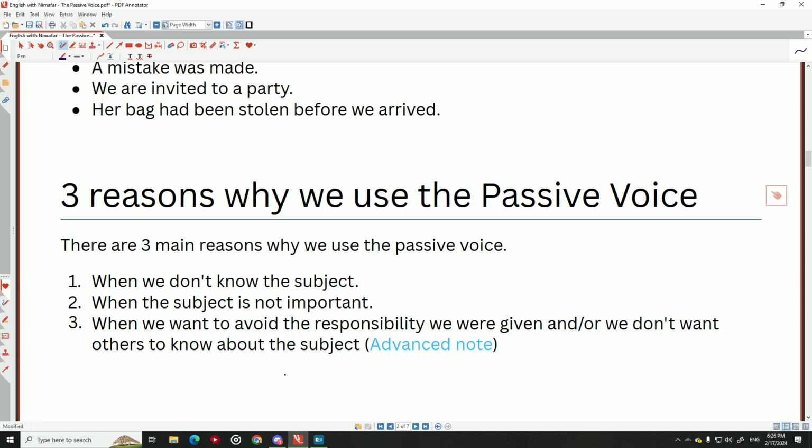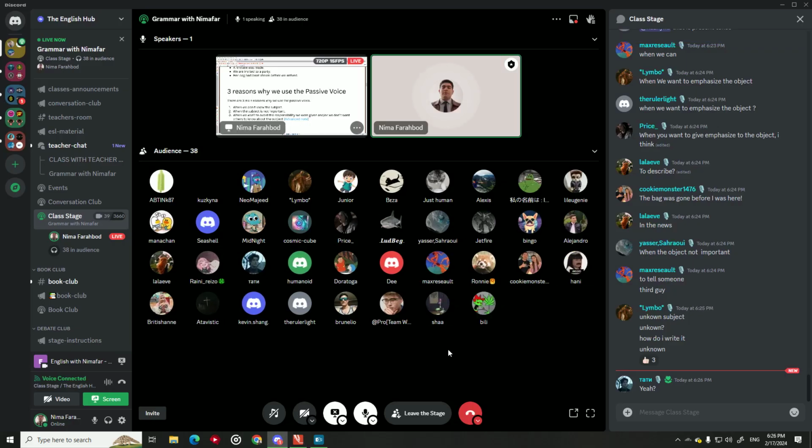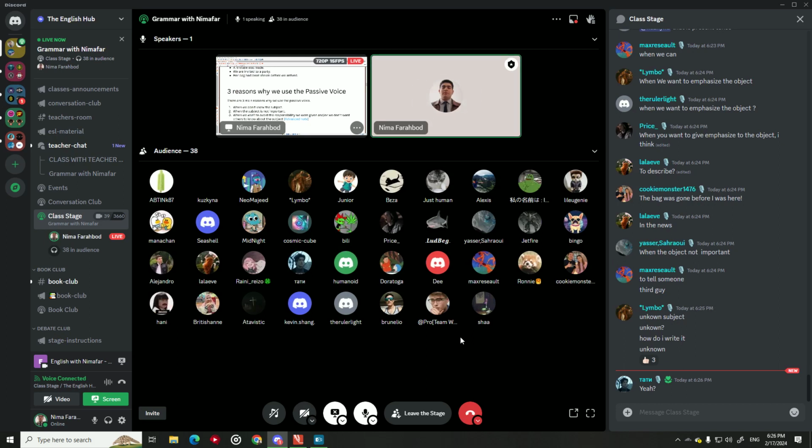But here, when we want to avoid the responsibility we were given, or we don't want others to know about the subject. Maybe you think, okay, what does it mean? So imagine you are the president of your own country, and you have made a big mistake. Billions of dollars are lost because of your fault. Well, there's going to be a press conference. Of course, you will not say, I made a mistake as the president, and billions of dollars are lost. You would never say that because for the next term, you will definitely not become the president again.